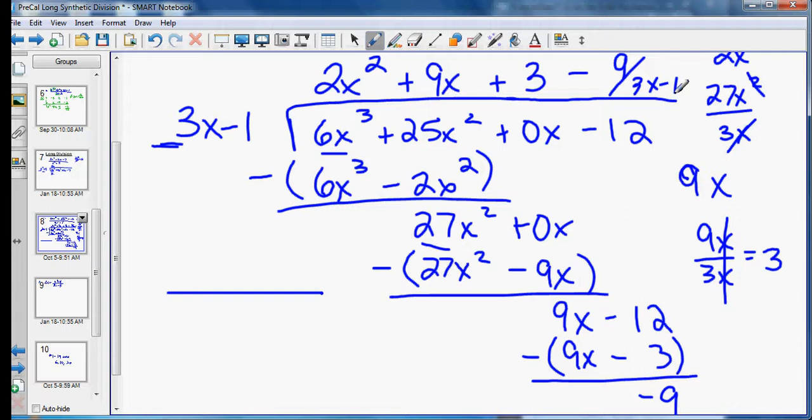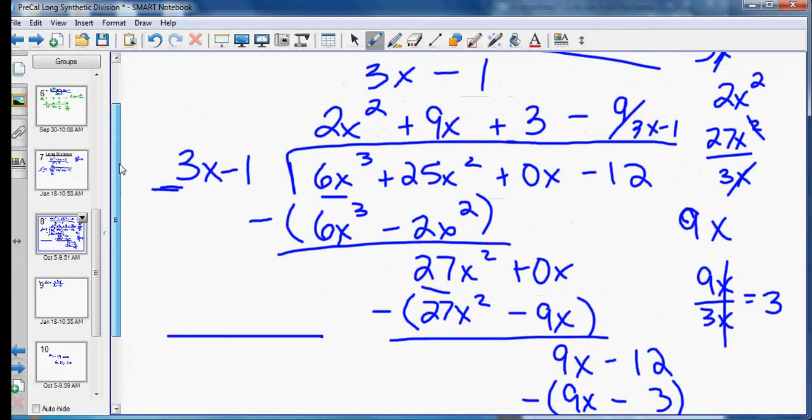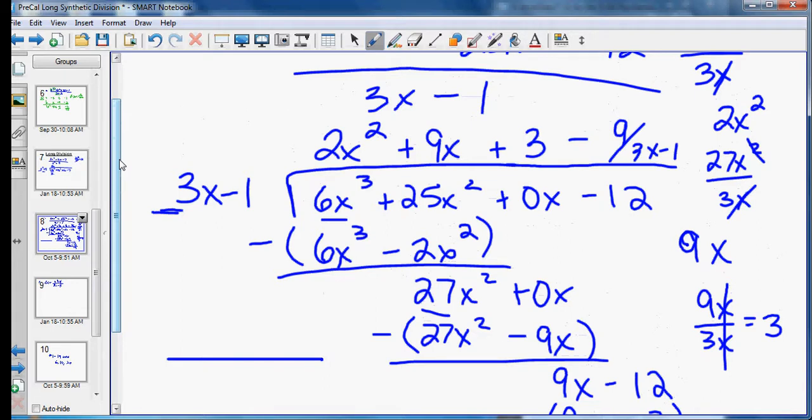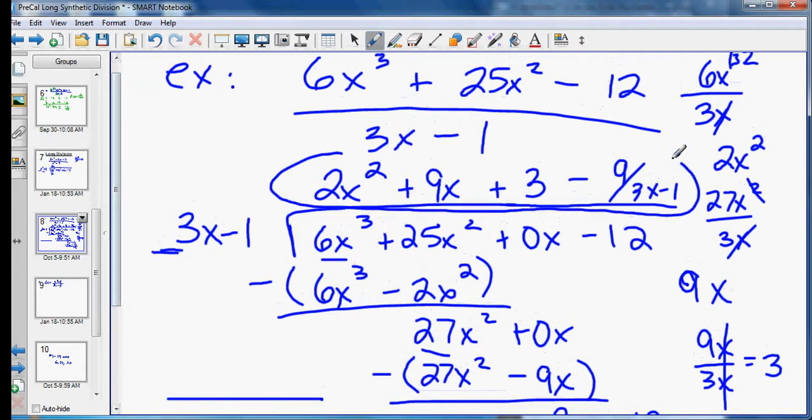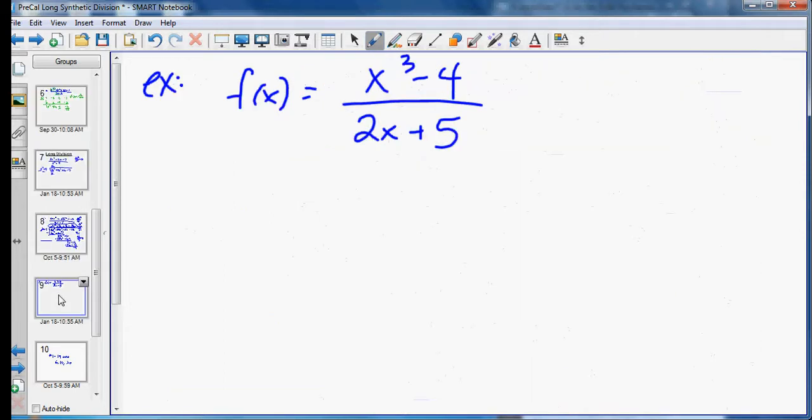Last example. x cubed minus 4 over 2x plus 5. Again, this one would require long division because of that 2 in front of the x. When there's a coefficient other than 1 in front of the x, you'll have to use long division. So I'll do 2x plus 5 divided by, and notice we've got lots of missing terms here. We have x cubed, but then there's no x squared, there's no x, and then we have minus 4.